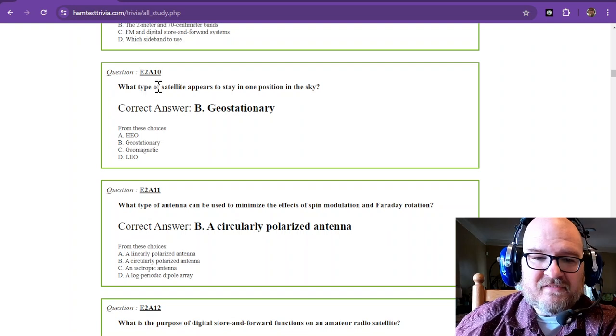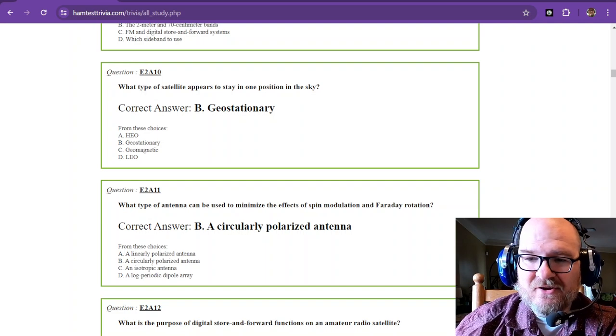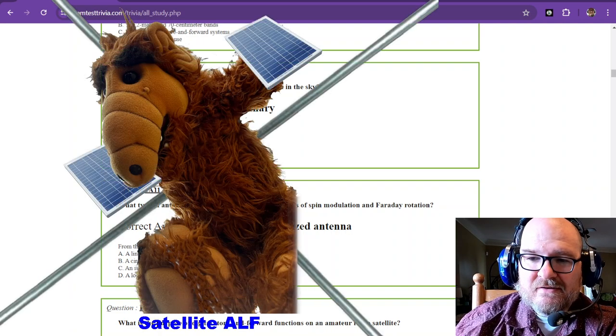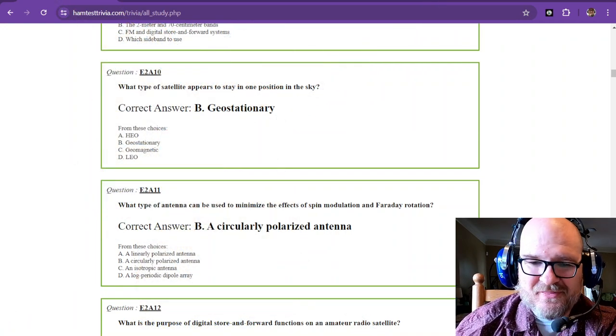What type of satellite appears to stay in one position in the sky? And that is a geostationary satellite. So ALF right now is geostationary. So hope you've enjoyed this section of the test so far with the ALFs that keep showing up.